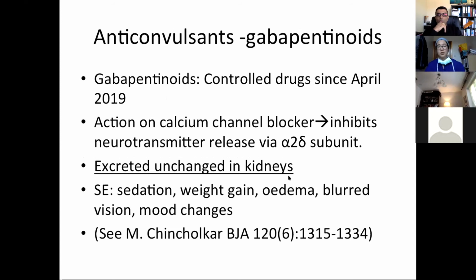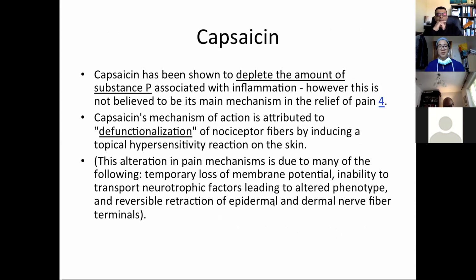Yep. So your gabapentinoids, the thing that you need to remember is that it blocks the calcium channel, and it's excreted unchanged in the kidneys. So if you have renal failure, you just need to be very, very careful. And then capsaicin, as Mahesh said, depletes the amount of substance P, but there are also other proposed mechanisms, like defunctionalization of the nociceptor fibers. But I think if you talk about the depletion of substance P, that should be okay for your exam.